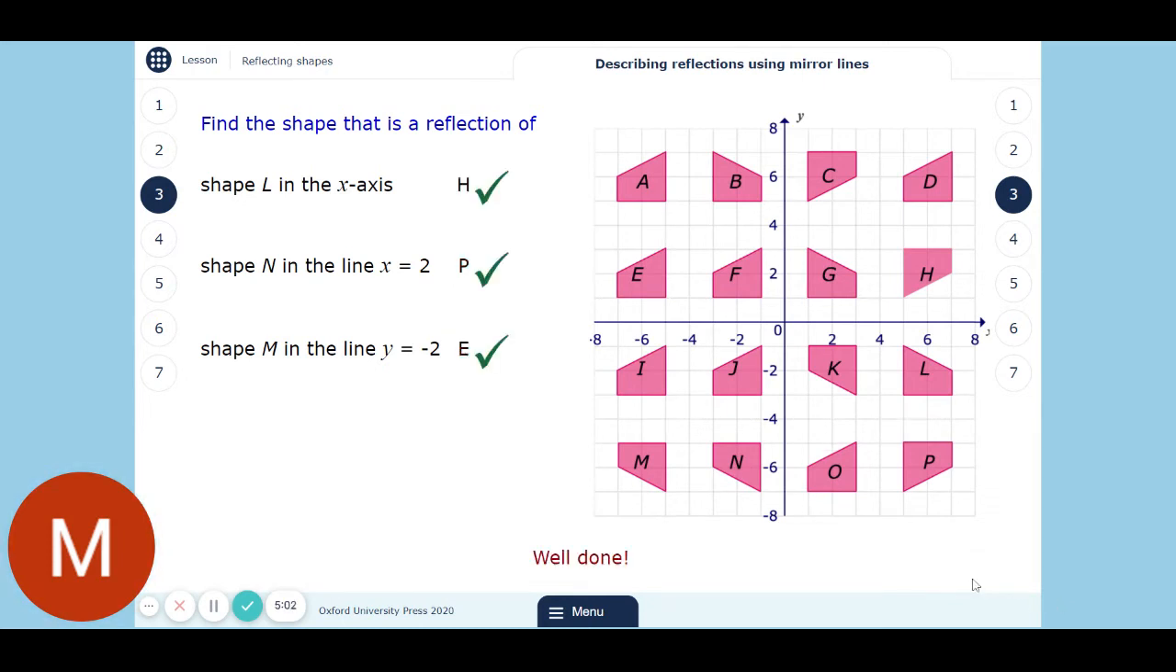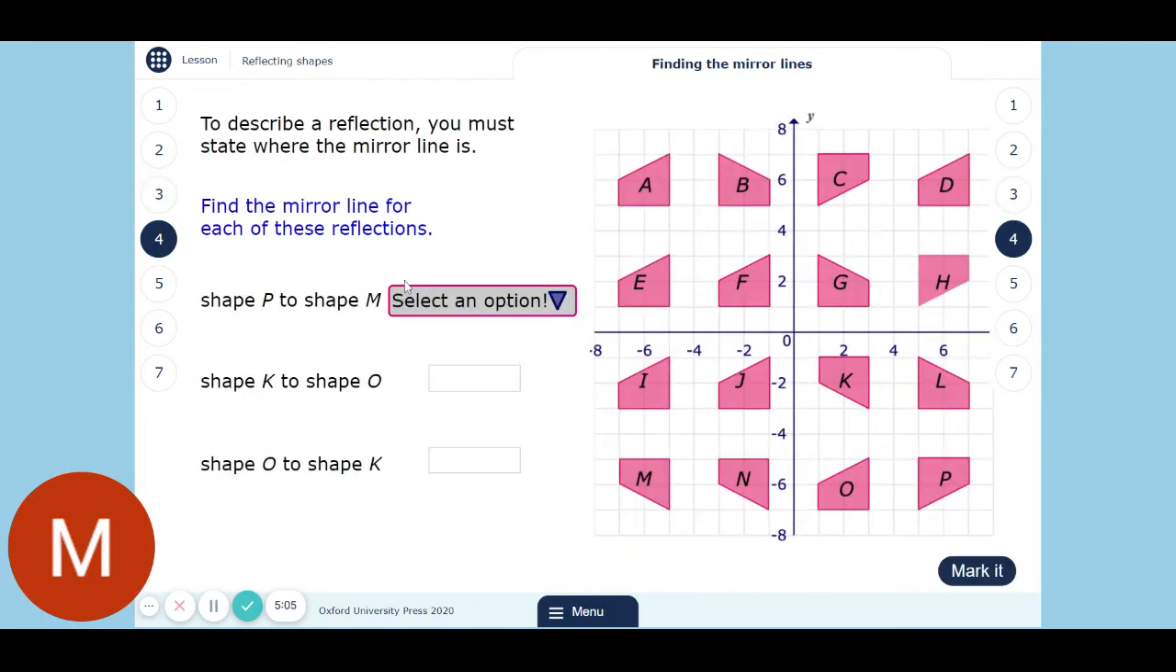Great. Okay, and the next thing. To describe a reflection, you must state what the mirror line is. So we have got to choose some options this time. So shape P to shape M. Let's try to do it without the options first. So P to M, it's straight down the middle here. Now to find a mirror line, you can just see what's in the middle of the shapes. So from here to here, the middle is clearly the y-axis, which is also x equals 0. So let's see if that's an option.